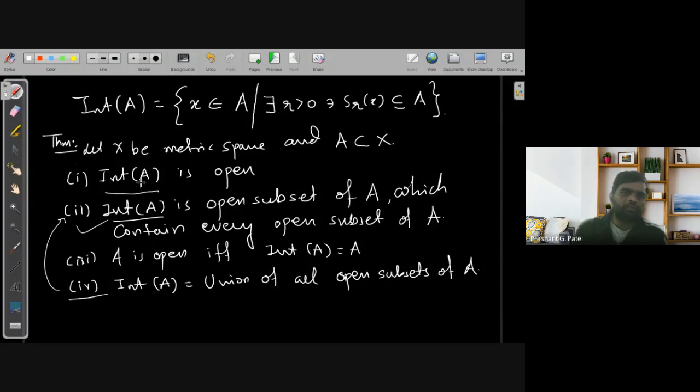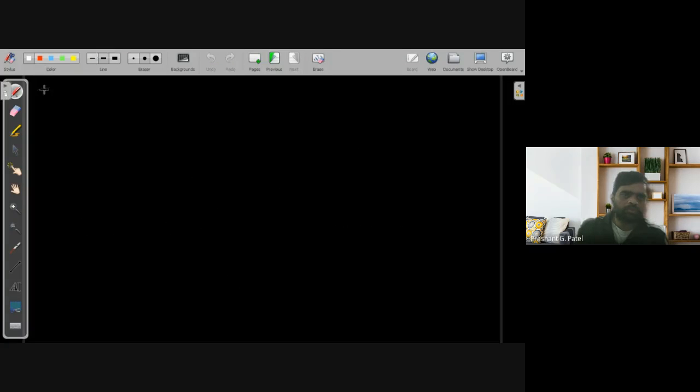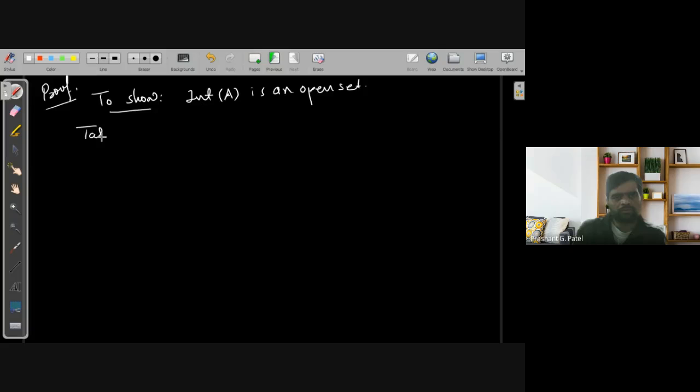So let us try to prove that the interior of A is always an open set, which is very easy to prove. So the first statement, we are going to prove is to show that the interior of A is an open set. If you want to prove that any set is open, then you have to start with a point in that set. So I will take any x in the interior of A.